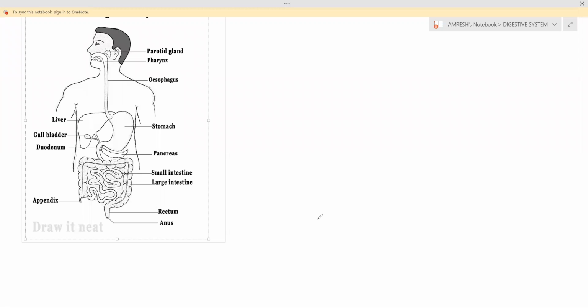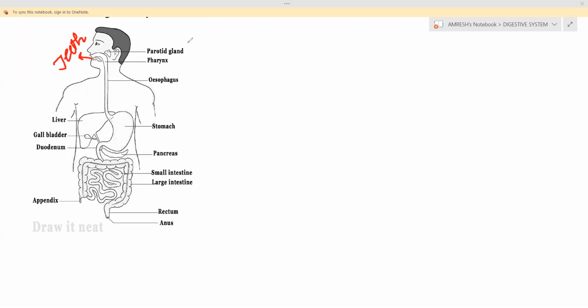So my dear students, now we will learn about the diagram of the digestive system. What are the things that comprise the digestive system? First, this is your mouth part. We have teeth. Here we have the tongue and here we have teeth. This diagram is very important. It will come in your exam. This is your teeth.